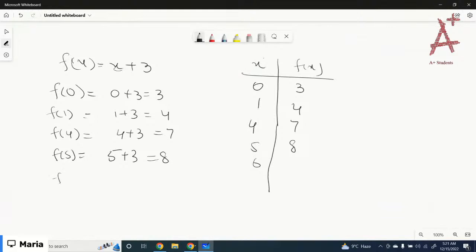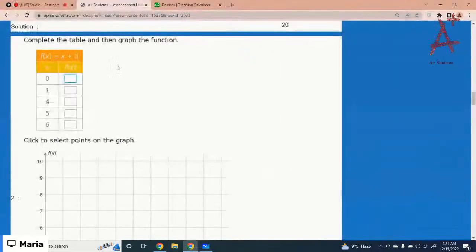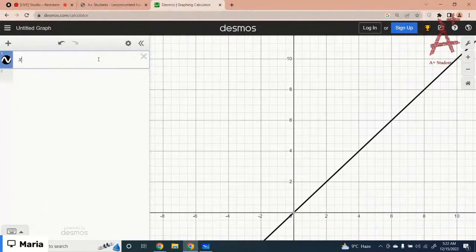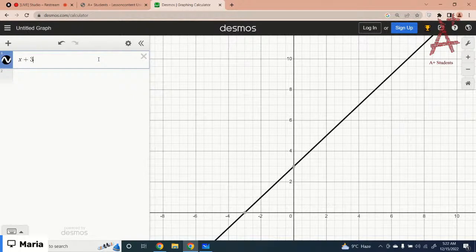Okay, then you have f of 6. It would be 6 plus 3, and 6 plus 3 is 9. So here are the values. You can use the values and plot a graph. I am going to plot a graph on Desmos. It would be f of x is x plus 3.